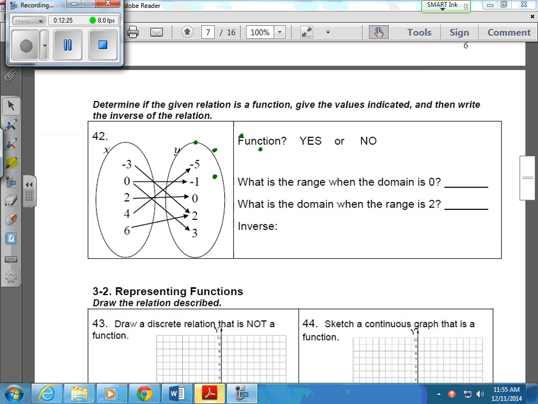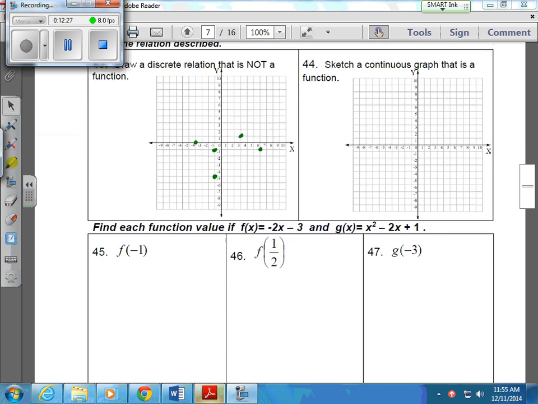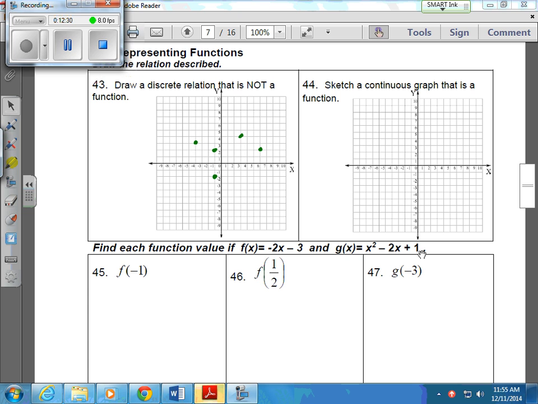So like that. A continuous graph that is a function will again be a little like number 41. Well, 41 was a little debatable there at the middle, but so we'll make one that's a little bit more obvious. So that right there would be a continuous function, continuous graph that is a function.